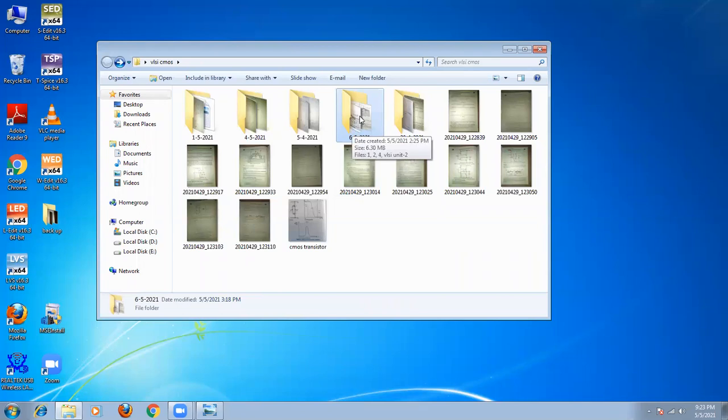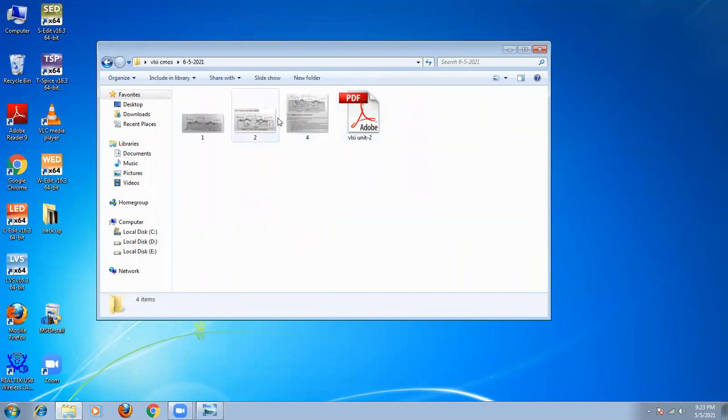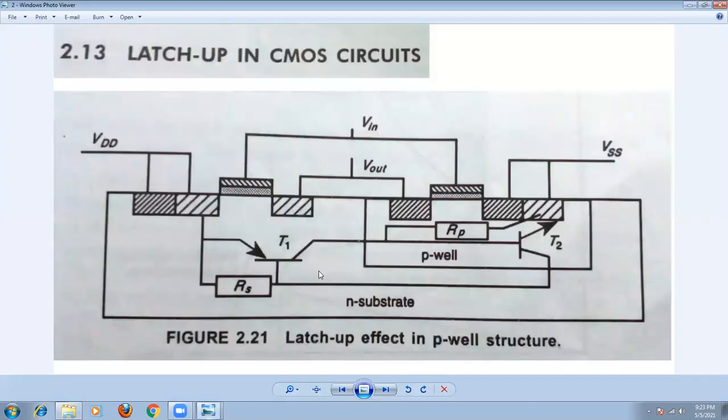So there exists a latch-up in the circuit. Okay, remember. Therefore, this latch-up is very undesirable. Okay, this latch-up is undesirable. Depending upon the substrate, I'll explain about this one.